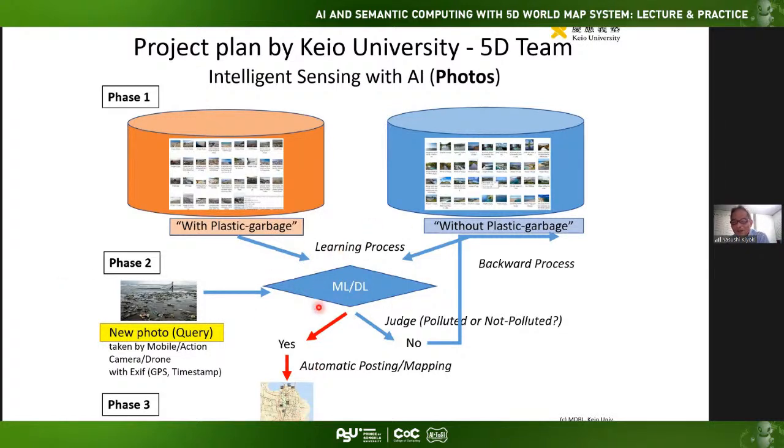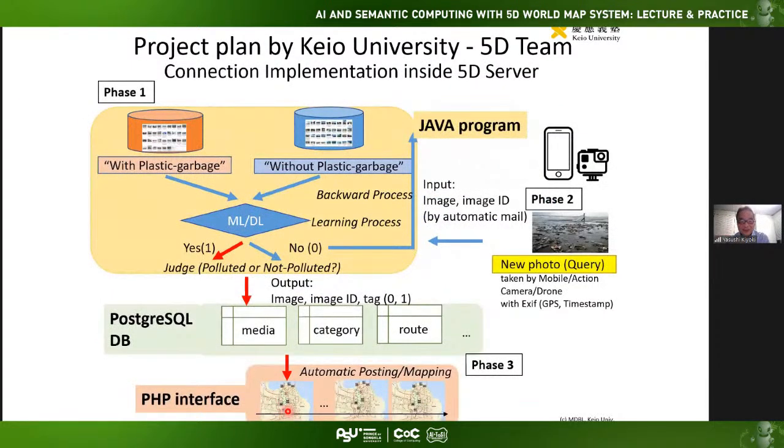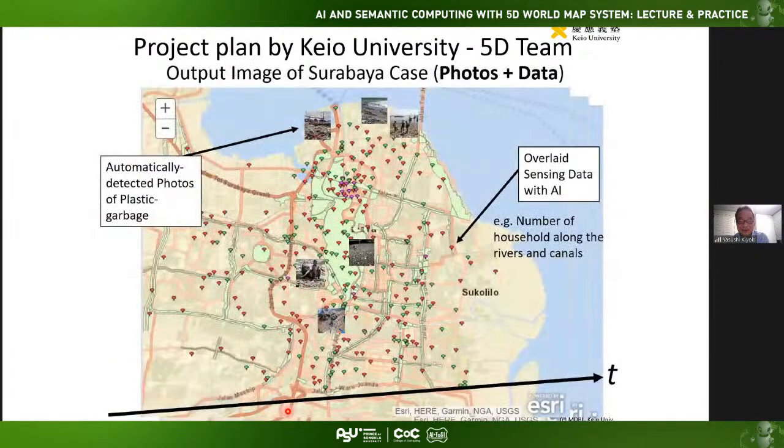Not only processing, machine learning by itself is not so effective in my sense. Sensing is like human eyes, and processing is machine learning in this case, but the final actuation is highly important. All right, automatic mapping. And this is a total overview of this system, 5D combined with AI. This program can be applied to 5D. And finally, we can share the geographical mapping by using this system like this. And this is automatic recognition of plastic garbage places in Surabaya.